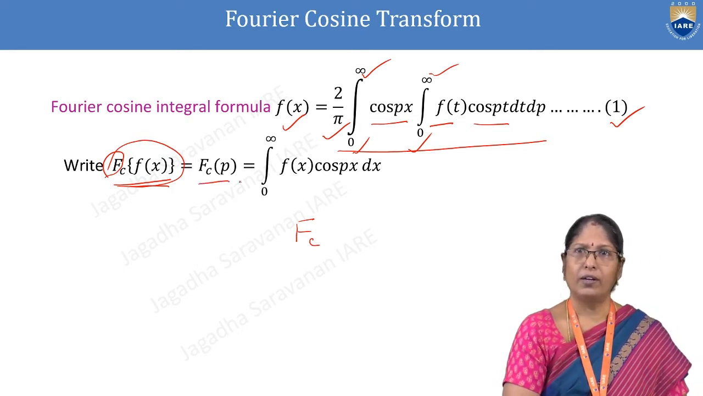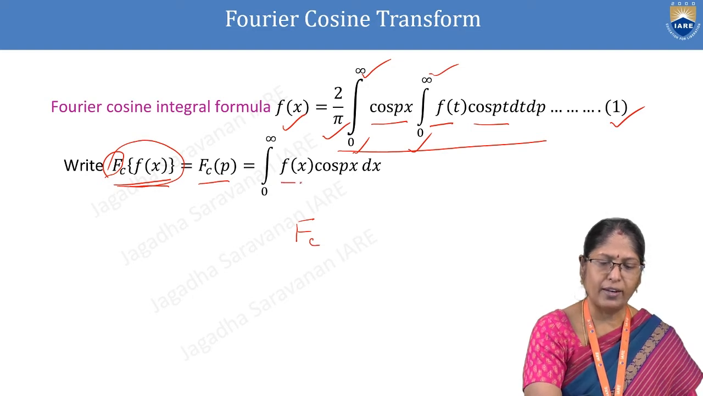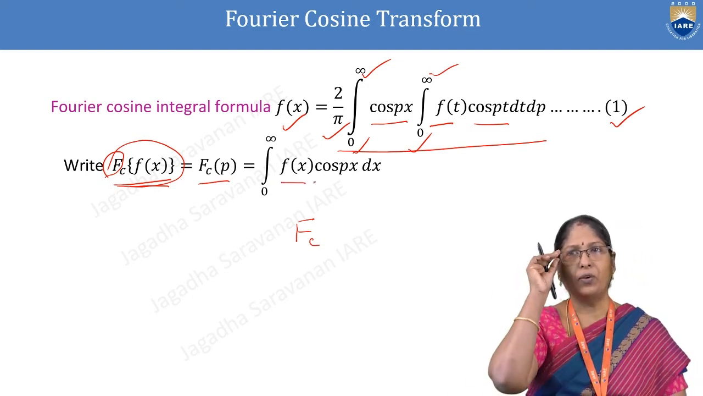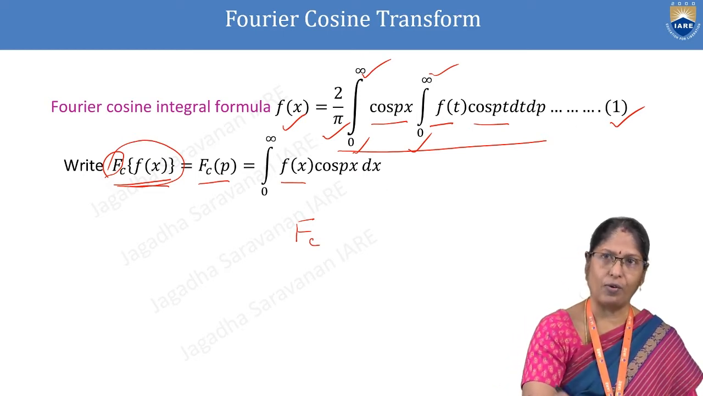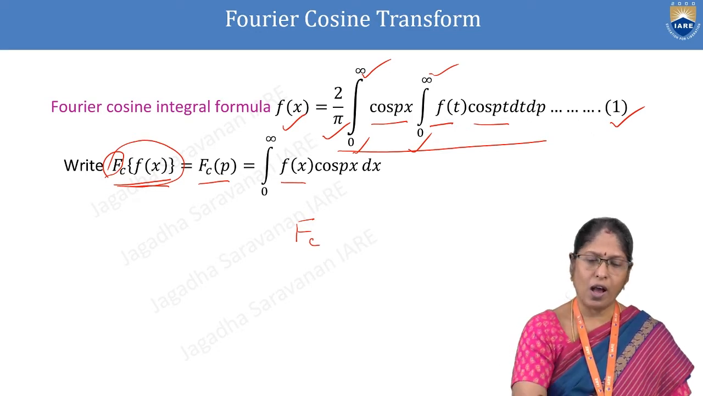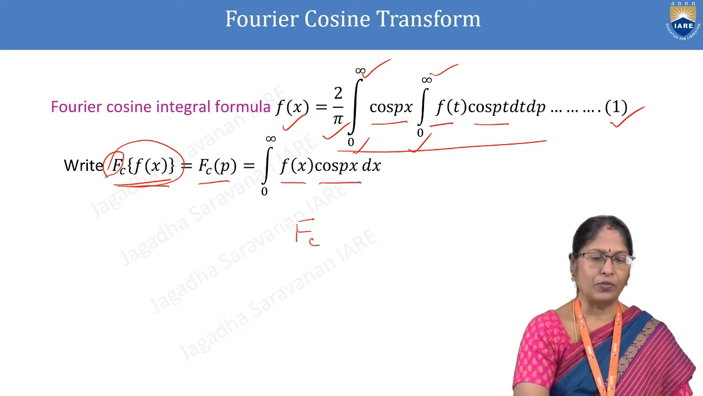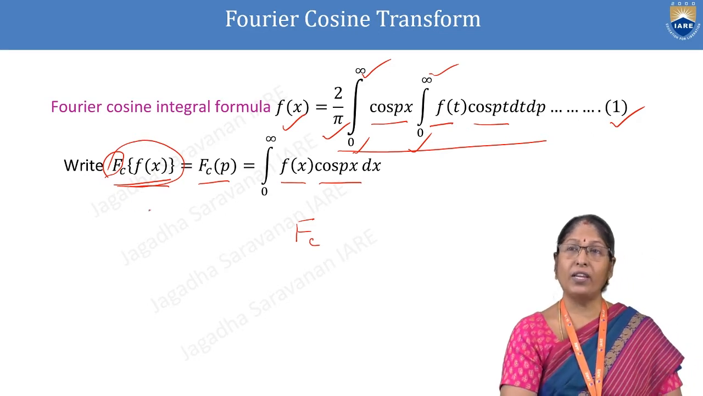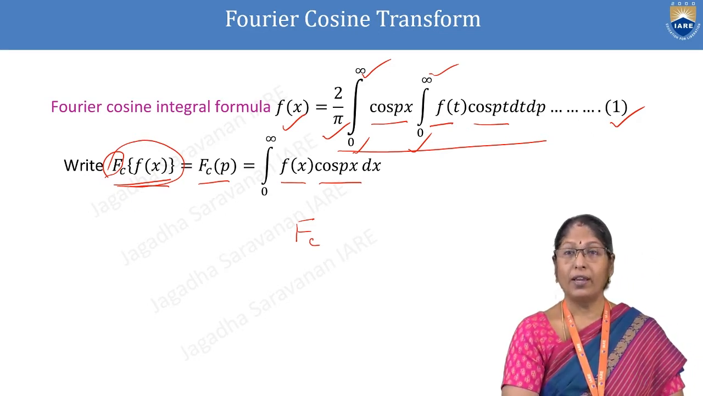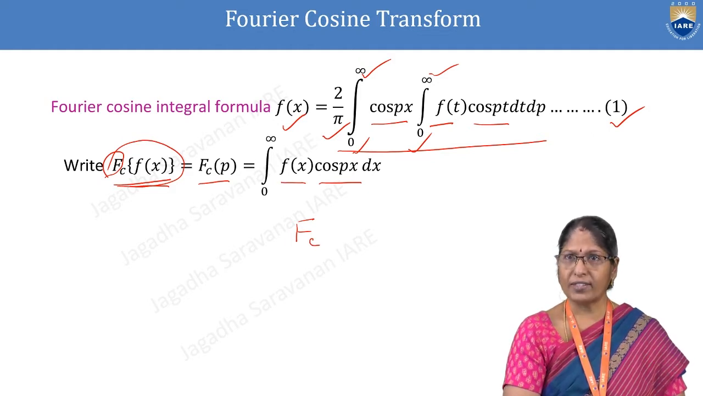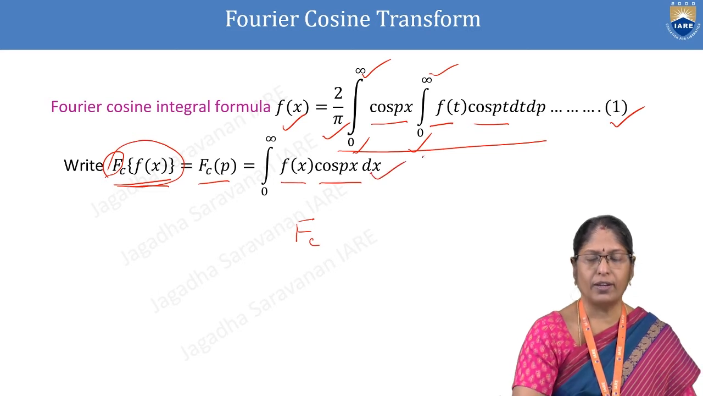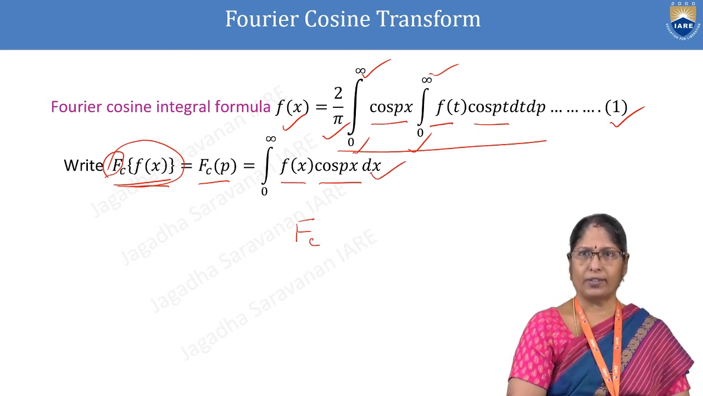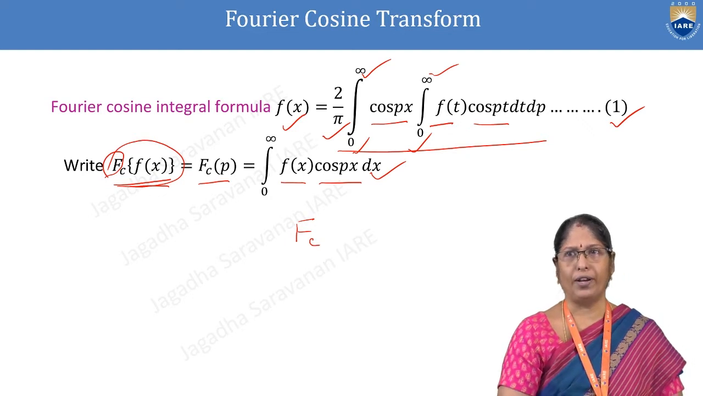Fc of p is nothing but the integral of the function given in the problem. It is a formula: f of x into cos px dx if it is Fourier cosine. In case it is Fourier sine, then we write f of x into sin px dx. The integration is done with respect to x from 0 to infinity.